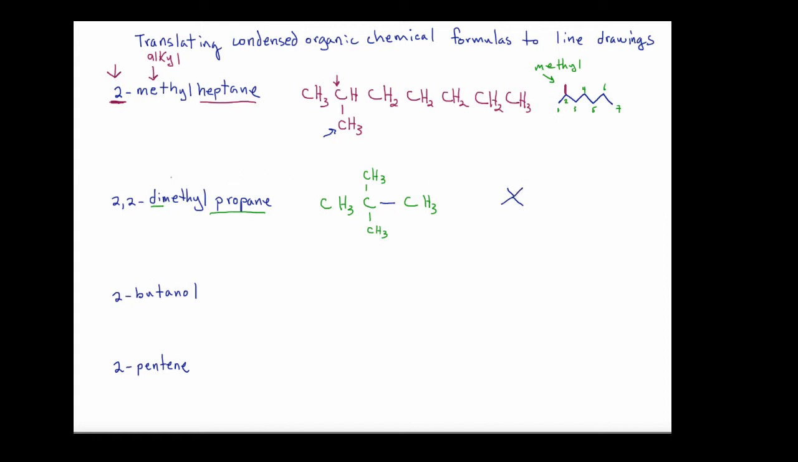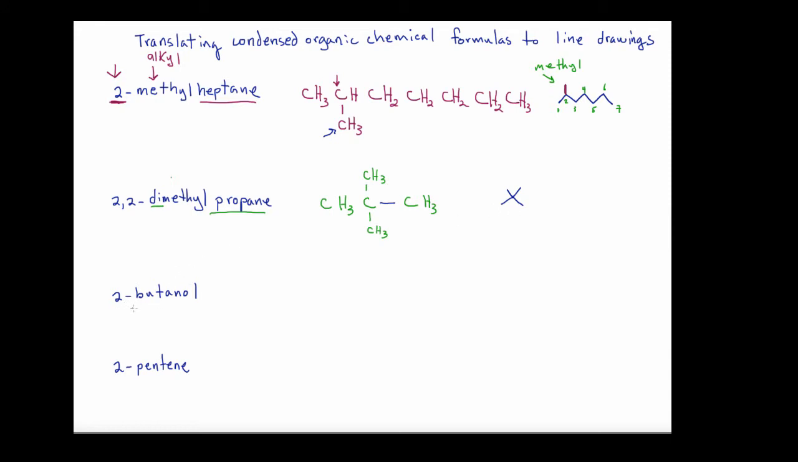Actually, I think I can do a better job drawing that. Let me fix this so it looks better. All right, so we're going to have one of the methyl groups coming here and one of the methyl groups coming there. All right, so in this molecule, we should have a total of 1, 2, 3, 4, 5 carbons, all right? All right, so that completes this one. Let's move on to the next one.